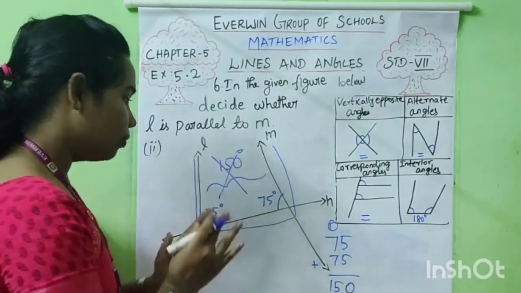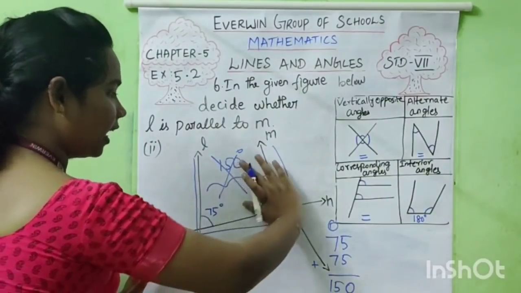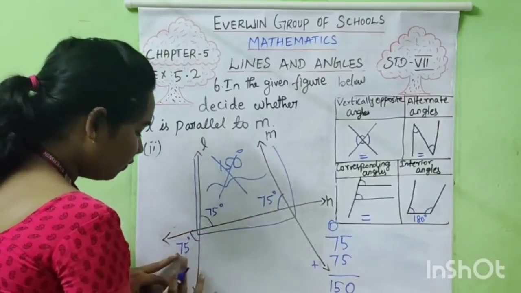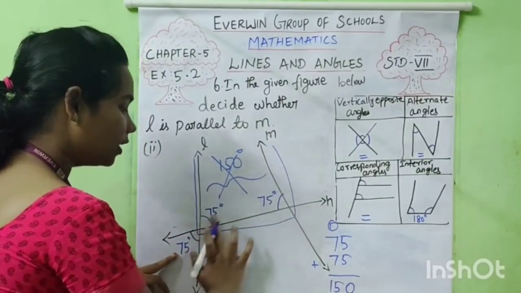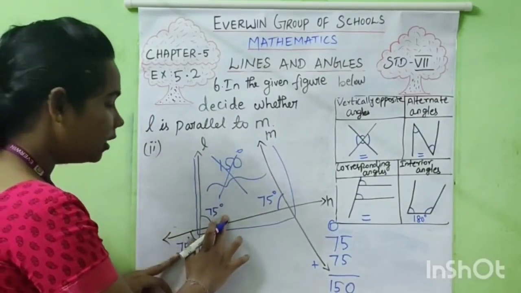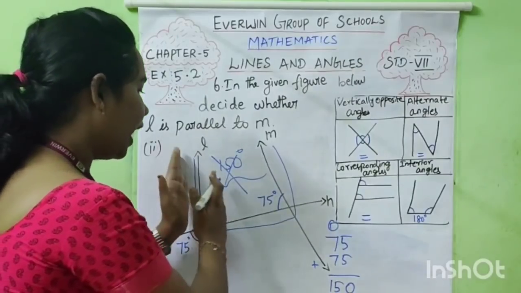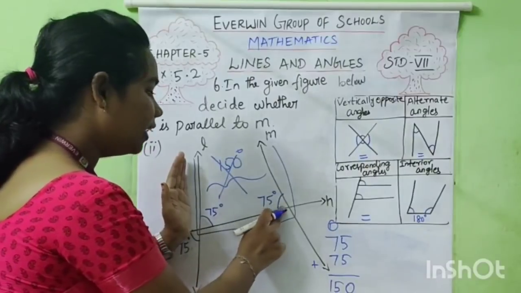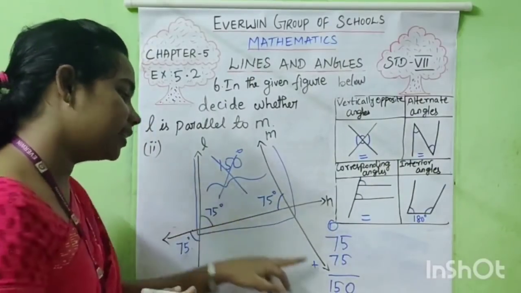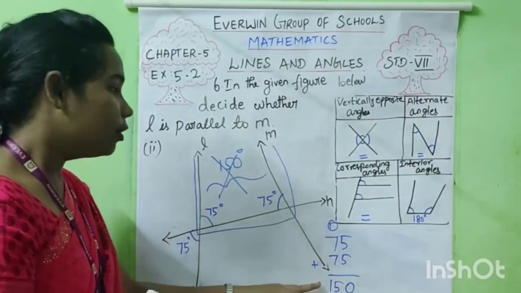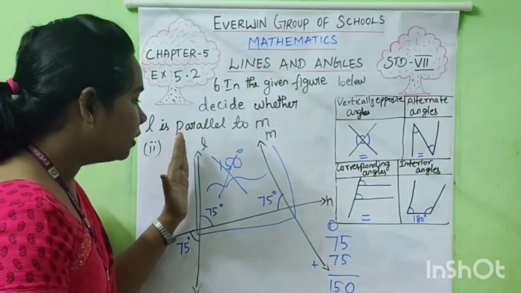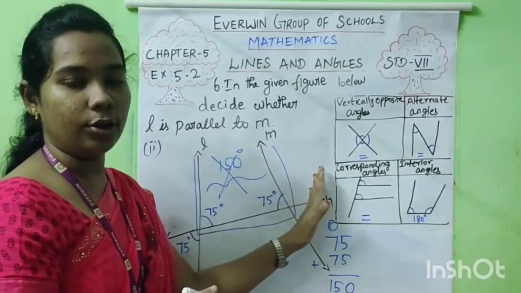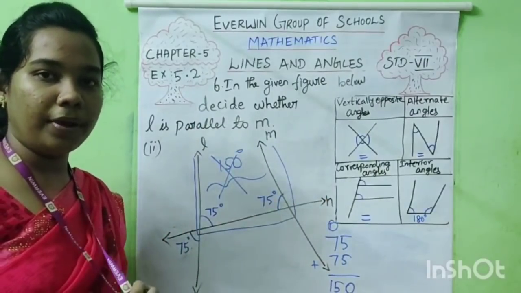Clear children? So first here we are using the vertically opposite angle property for this particular angle. By using that property we are writing this also 75, because the vertically opposite angles are the same, right? So we are writing 75, and then we are coming to the interior angles property. So we are adding these two angles, but the sum is not 180. So L is not parallel to M. Clear children? I hope everyone is clear.